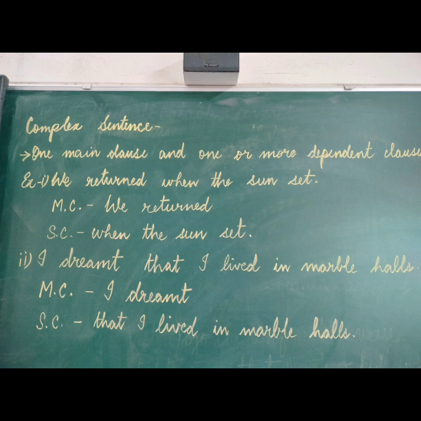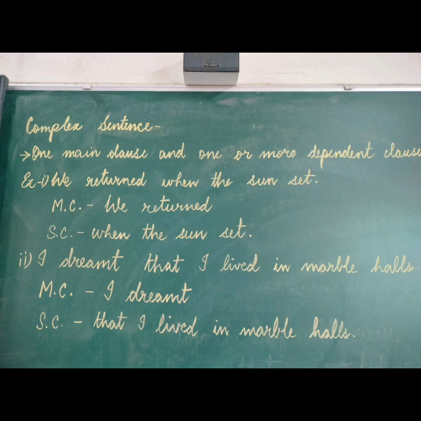And the subordinate clause, that I lived in marble halls, cannot exist independently. It is dependent on the main clause. That I lived in marble halls is not giving complete meaning, right? So that is why it is the subordinate clause, and when these two are joined together, it becomes a complex sentence. Okay, so what is a complex sentence? A complex sentence will have one main clause and one or more than one dependent clauses.